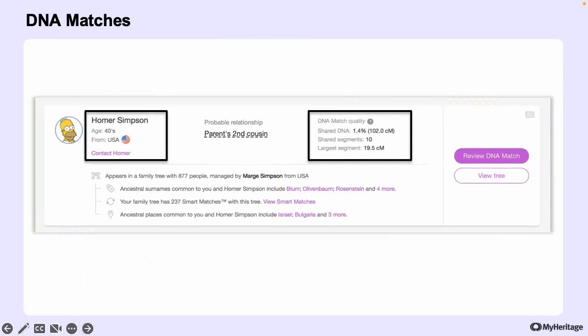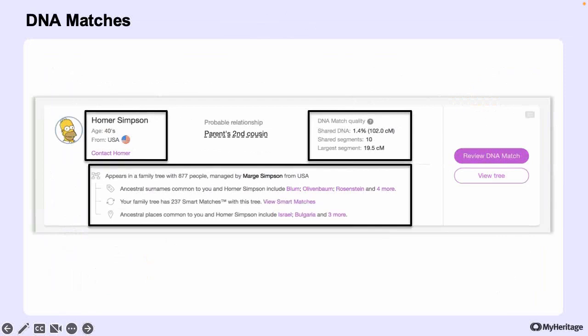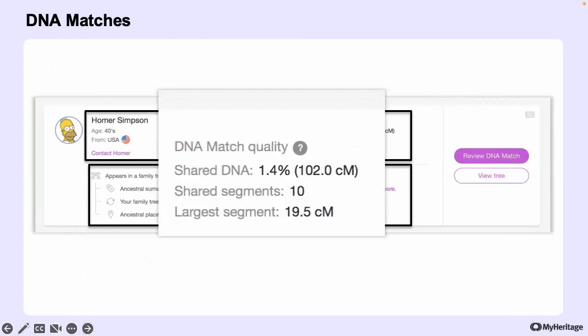Also, I can see the DNA match quality, which is the DNA information that we found. And we can also see the genealogical data that I mentioned before. So I can see if this person appears in a family tree. I can see if we have shared ancestral surnames, smart matches, places. All of this is highlighted for you in the DNA match card. So it helps you understand if you have plenty of information to go and drill down on this match. But again, we're here to talk about DNA.